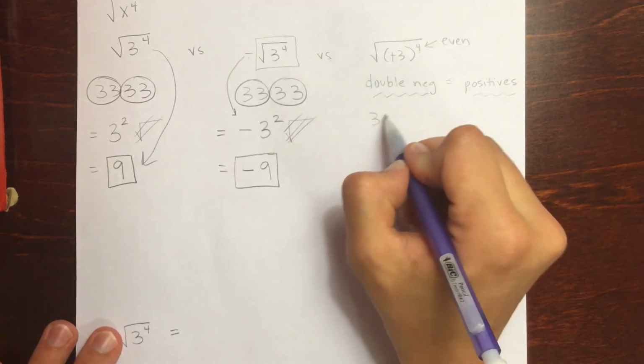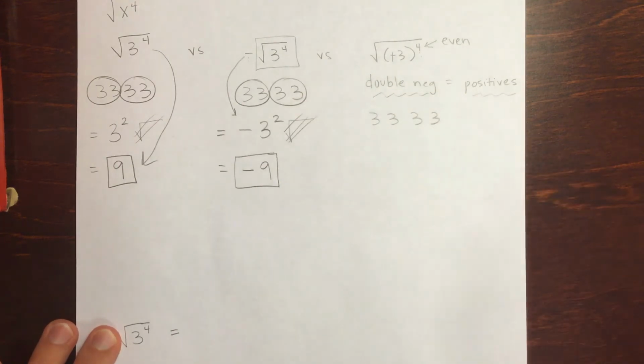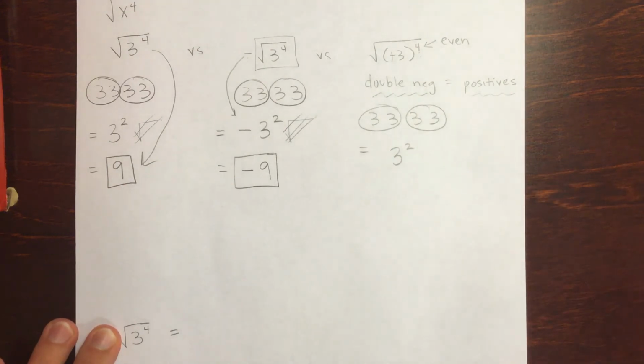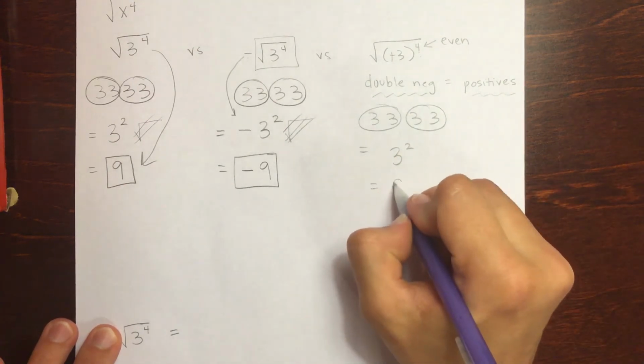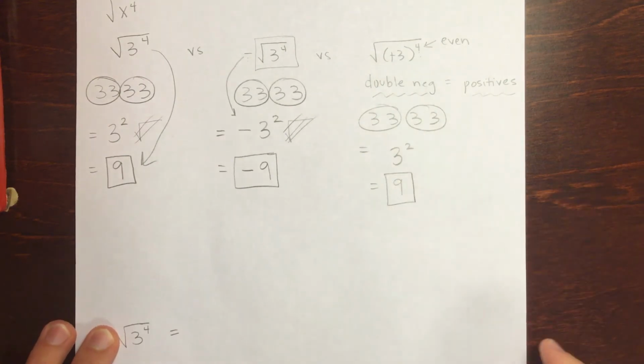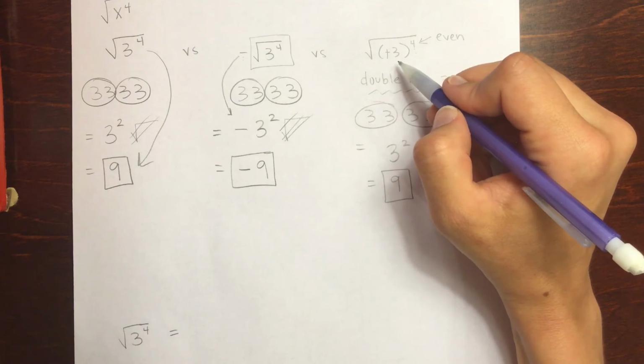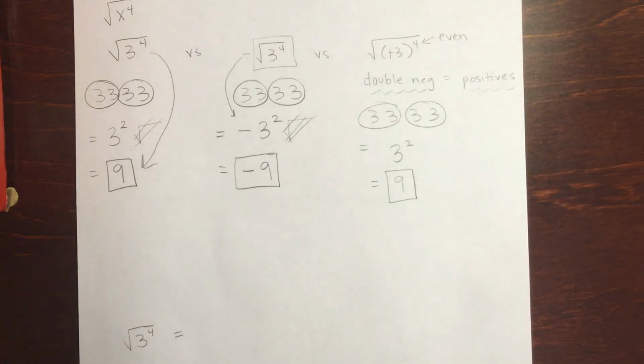So same exact idea as before. Now I can just write out my 4 3's, pair them up. So I have 3 squared come in front of my square root, nothing left underneath. Actually multiply it out, 3 squared is 9. So as long as this is even, the negative under your square root can be ignored and dropped.